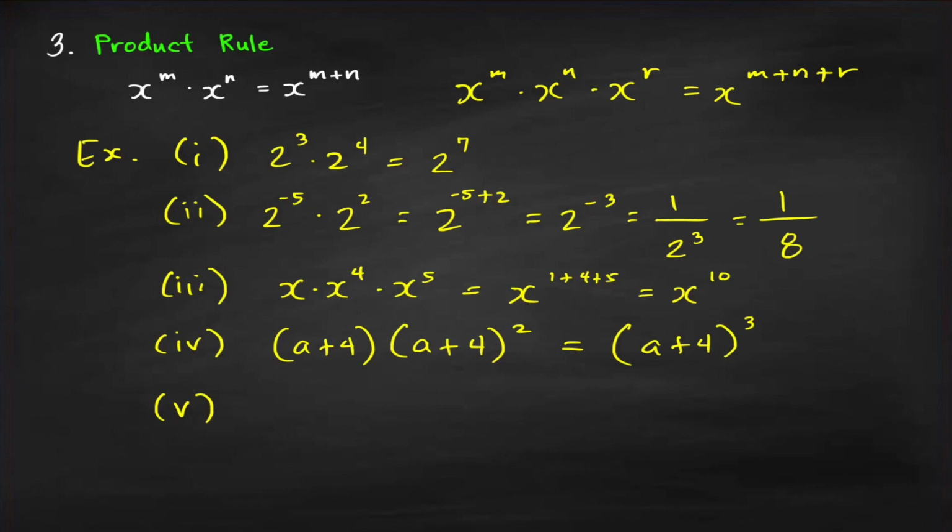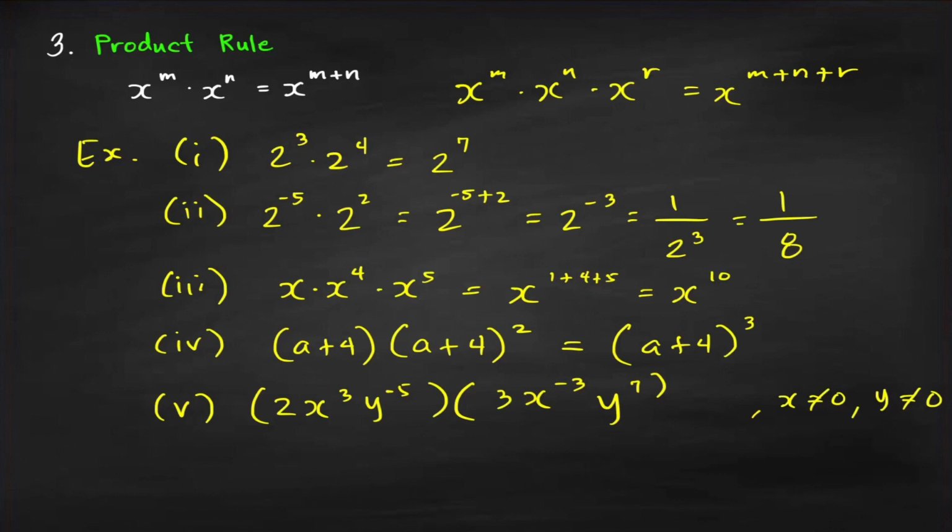And last example, so let's say we have here 2x cubed and then y raised to negative 5, multiplied to, let's say, 3x raised to negative 3, y raised to 7. So here x and y are raised to negative powers, so there should be restrictions here. So x should not be equal to 0, and then y should not be equal to 0.